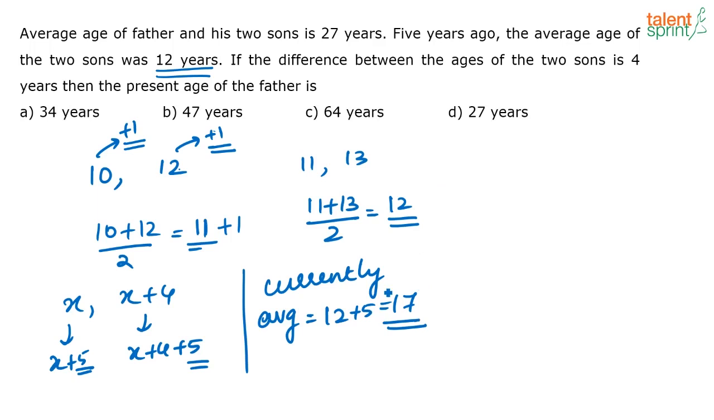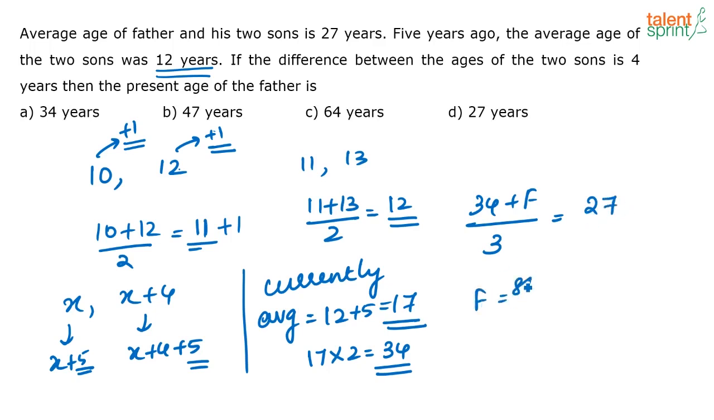So, what is the sum of ages of the two sons? Sum of ages of the two sons is nothing but 17 into 2, that is equal to 34. Now, I know 34, that is 34 plus the father's age divided by 3, that is giving me 27. So, what is the father's age? 81 minus 34. So, if you do it this way, you will get the answer faster.